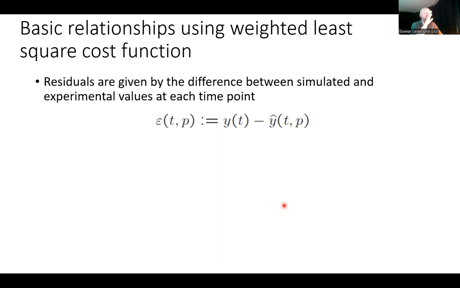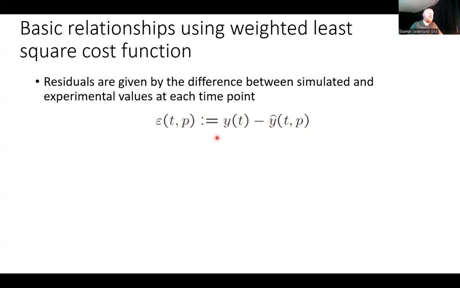So again, the simulated part is the y hat, this one here. This one depends on the parameters. So if you forget which one is which, the data doesn't depend on the parameters, only the simulated, the deterministic part, the one that comes from the simulation. This one depends on the parameters.